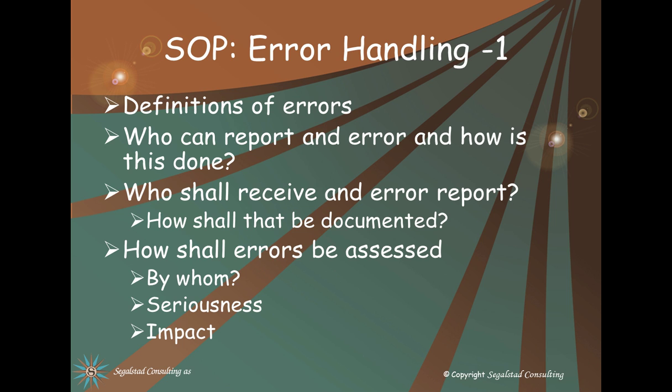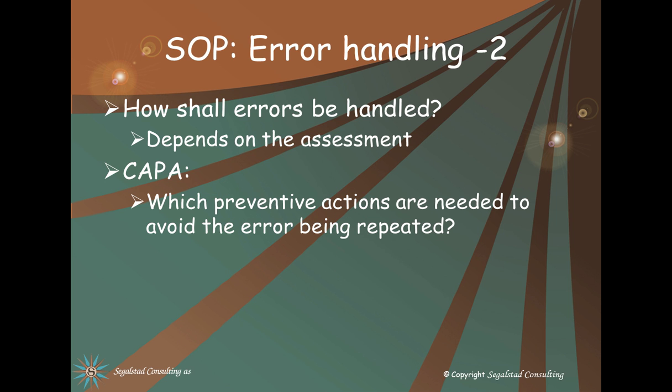The SOP for error handling would cover definitions of errors, who can report an error and how this is done, who shall receive an error report, how shall it be documented, how to assess them, how serious they are, and what the impact is, etc. All this needs to be defined. How shall we handle it? And that, of course, depends on the assessment.